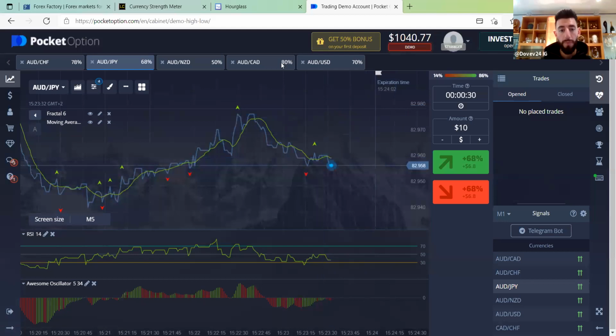Guys, if you understand what I'm saying, put some 111s in the chat. I hope this is a better understanding of Pocket Option and how to use it to the best of our abilities.